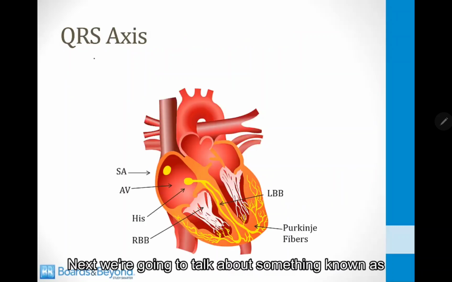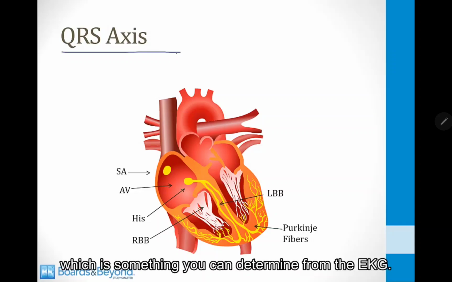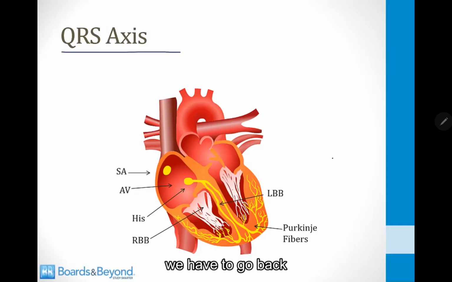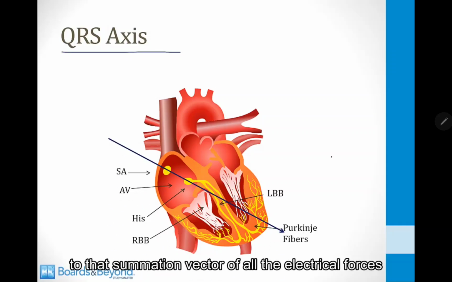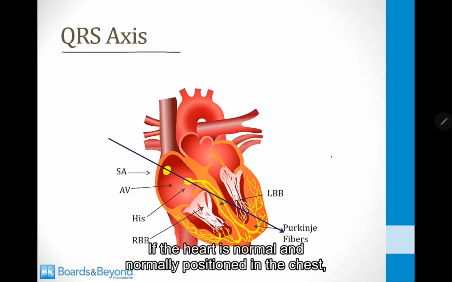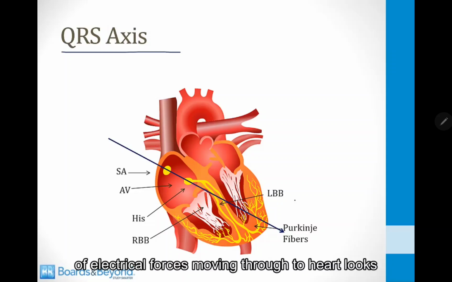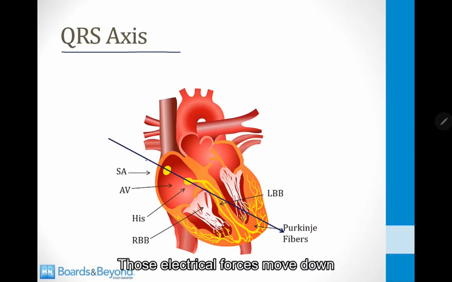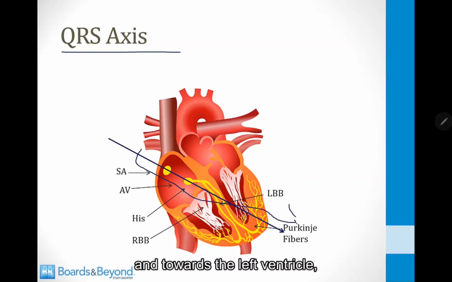Next, we're going to talk about something known as the QRS axis, which is something you can determine from the EKG, and it's important in certain disease states. And in order to understand the QRS axis, we have to go back to that summation vector of all the electrical forces moving through the heart that we talked about earlier. If the heart is normal and normally positioned in the chest, then the summation vector of electrical forces moving through the heart looks like this arrow I've shown on the screen here. Those electrical forces move down and towards the left ventricle, just like this arrow on the screen.